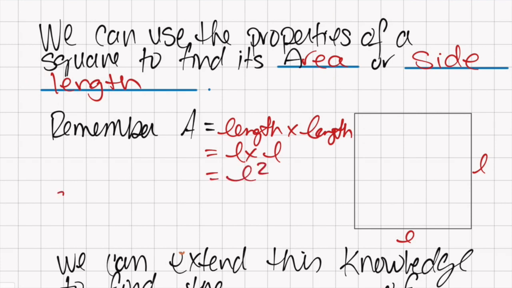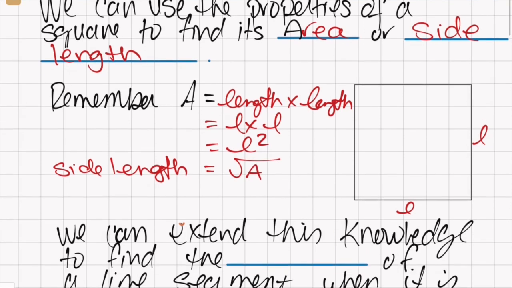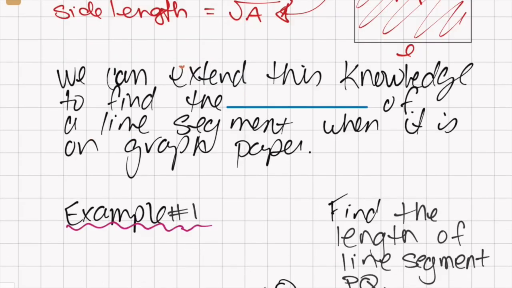And if we were trying to find the side length, we would need to take the square root of the area. So the area inside of this square, we take the square root of the area, and that gives us your side length. So we can extend this knowledge and use it to help us find the length of a line segment when we're looking at it on graph paper.